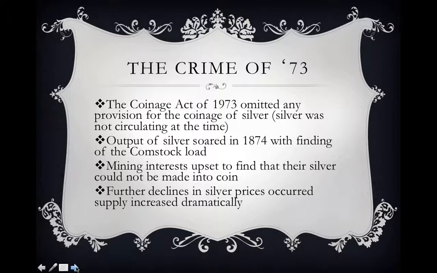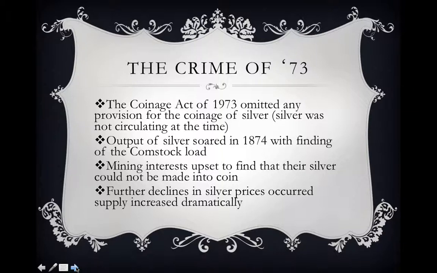Silver was dropped from the Coinage Act. Well, the thing is, it wasn't circulating at the time because it was undervalued at the mint. It was overvalued in the marketplace. So people were taking gold to the mint because it was the more attractive investment. It was better to keep silver out of circulation because it was overvalued in the marketplace. Right after that period, the output of silver soars with the finding of the Comstock Lode in the West. So silver is getting produced at dramatically higher levels.